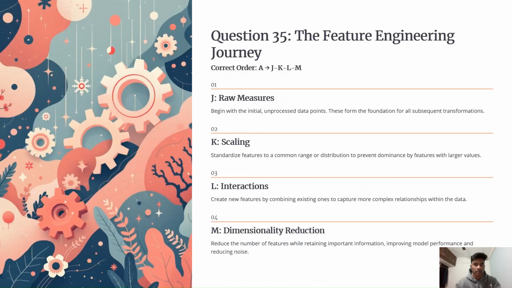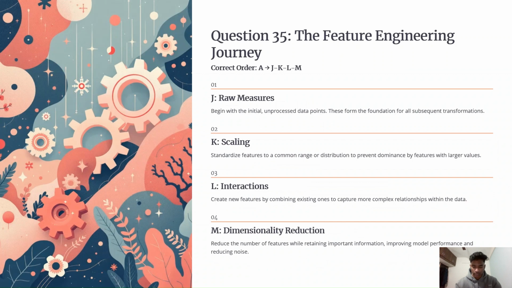Let's talk about question number 35 now. The correct order here is JKLM. Here we are going to discuss the feature engineering workflow. Option J represents raw measures. Start with raw, untouched data. K represents scaling. Standardize the values so no feature dominates unfairly. Interactions L create new features by combining the existing ones. And dimensionality reduction M reduces the feature count to remove noise and simplify the model. This journey reflects how we transform messy input data into clean and useful features.